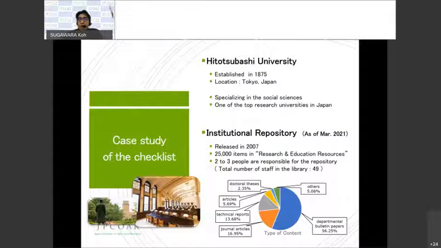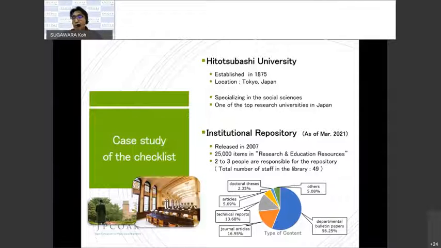Now, I'd like to actually examine the repository of my university. Before that, let me give you a little introduction to the university. Hitotsubashi University was founded in 1875. It has 6 faculties, mainly in the social sciences, and in several indicators, our university occupies a leading position in Japan. Let's move on to our repository.